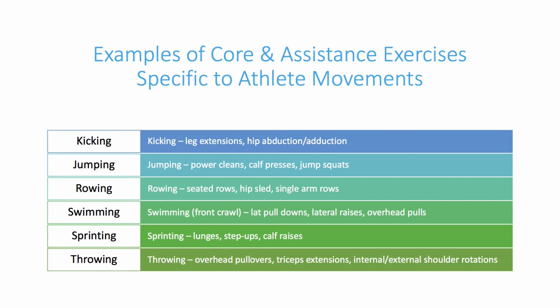Okay, for sprinting, lunges, step ups, and calf raises, and then for throwing, overhead pullovers, tricep extensions, internal and external shoulder rotations. And this will hopefully help target those three main goals of program design, which are injury prevention, building system tolerance and capacity, and lastly, improving performance. Remember, you want to be as specific as possible to drive the underpinning physiological adaptations that you're hoping to achieve. So in picking exercises, you want to pick ones that are most specific to getting the desired outcome.